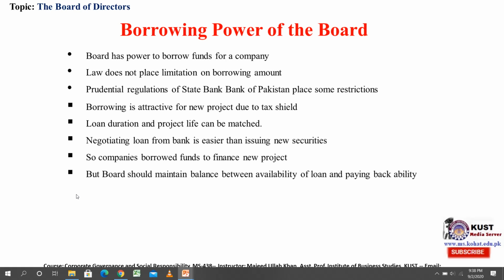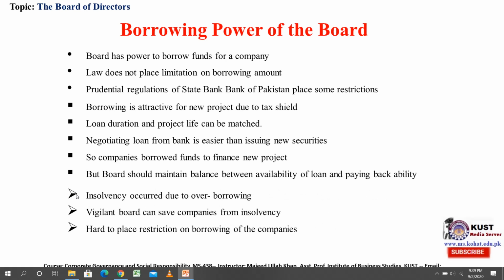Negotiating a loan from the bank is easier than issuing new securities, because for a loan from the bank you deal with hardly 1% or 2% employees of the company, but in issuing new securities you deal with a lot of people, follow a lot of steps, and also bear the risk of under-subscription. So companies borrow funds to finance a new project, but the board should maintain a balance between availability of funds and payback ability.